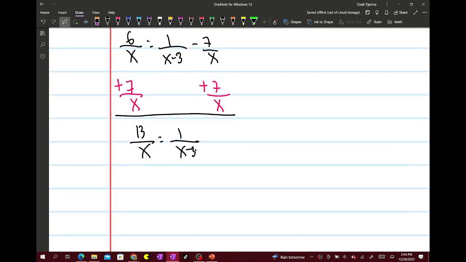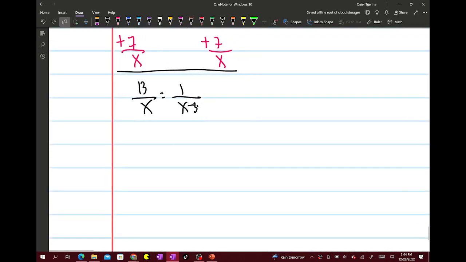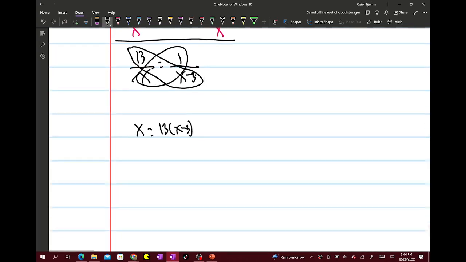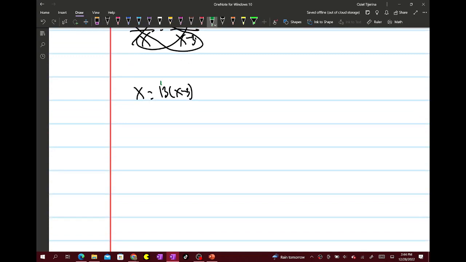Now, surprisingly, this one is very, very simple. It's really a linear equation, if you look at it. So we cross multiply here, this is x, and then equals 13 times x minus 3. So then, if you do distributive property, we get x equals 13x minus 39.